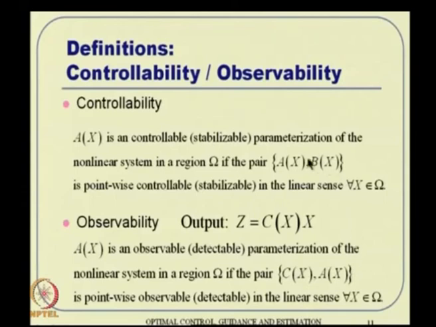So, if A and B are pointwise controllable, then A of x is called a controllable parameterization, and if the C of x and A of x pair is detectable or observable, then A of x is called an observable parameterization. This concept is used for observer and filter design. We may not need it here because our focus is to design the controller.